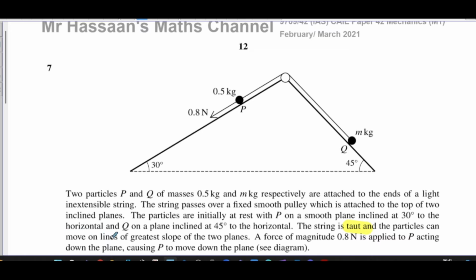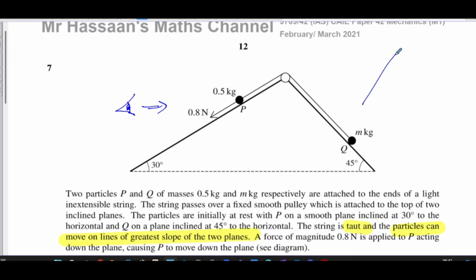And the particles can move on lines of greatest slope of the two planes. So this is another thing. What does that mean? Well, most of these things that we're talking about now, especially in Cambridge, don't really affect our calculations, or I haven't seen many questions where they ask us to say how they affect our calculations. So it doesn't matter. In this thing as well, most students just ignore what it means if they don't understand it, and it doesn't affect their calculations at the end. But just for your information, imagine we were looking at this from this angle over here.